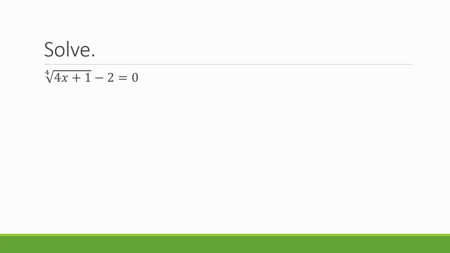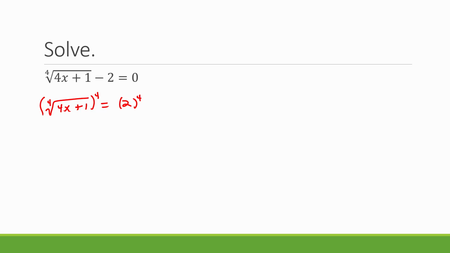All right, what about the fourth root of 4x plus 1 minus 2 equals 0? Again, first step, let's isolate the radical. So let's add 2 to each side. So that will give us the 4th root of 4x plus 1 equaling positive 2. Now this time I have the 4th root, so I want to raise each side to the 4th power. So whatever your root or your index is, that's the power that you want to raise each side to. So the 4th root and the exponent of 4 will cancel each other out.